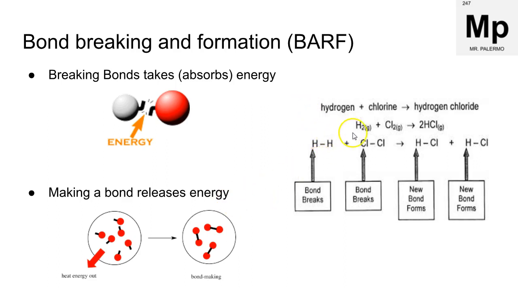So if you look at this reaction here, H2 plus Cl2 yields 2HCl. We have to break the H-H bond and the Cl-Cl bond. So we're putting energy in to break those apart. And then when we form the two new bonds in the two HCl molecules, energy is going to be released. So overall, there's a net either gain or loss of energy depending on the reaction. And that net gain or loss is what we call delta H, and that's located on Table I.